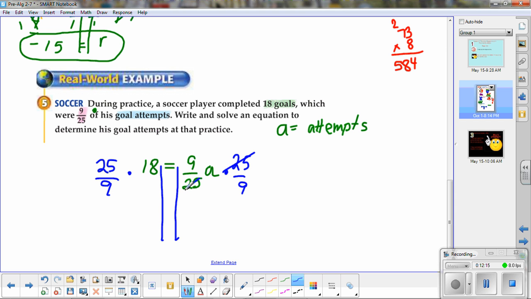Over on the right side, the 25s will become 1s, the 9s will become 1s, and you'll end up with just 1 times A, which is A. And on the other side, I'm going to write the 18 as a fraction by putting it over 1. And then I'm going to simplify right here before I start my multiplying. 9 goes into both of these. 9 goes into 9 once. 9 goes into 18 twice. 25 times 2 is 50. And 1 times 1 is 1. So there were 50 goal attempts.